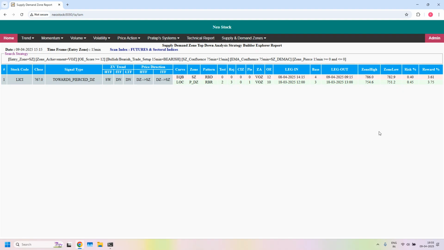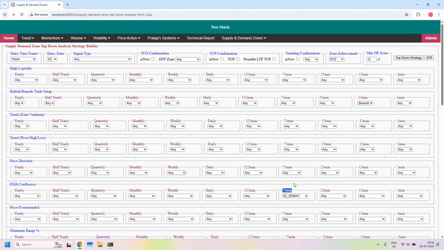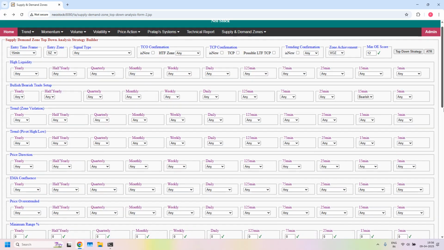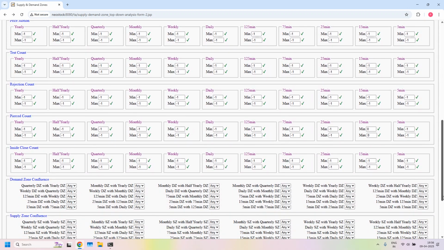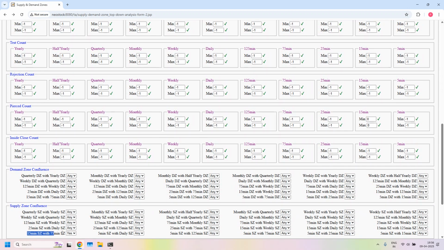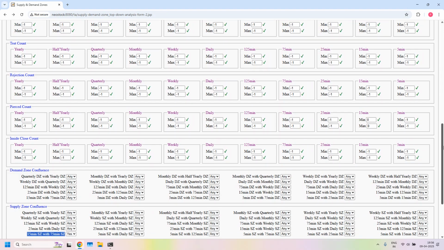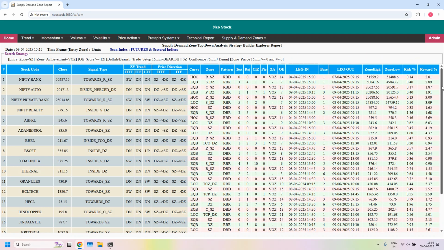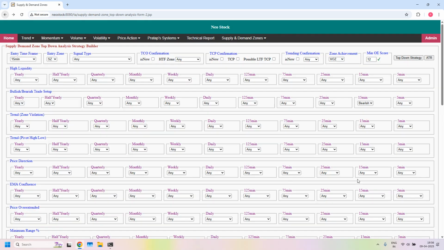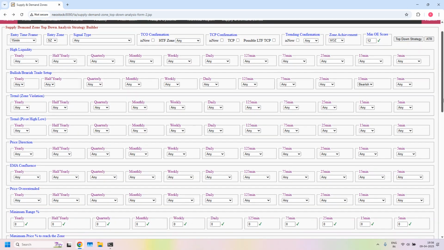Next, we will look into LTF, ITF and HTF supply zone confluence supported stocks. Earlier, without this filter, we had LTF and ITF supply zone confluence, right? We set this 15 minutes and 75 minutes. With this filter, we got 20 stocks. Out of these 20, now we can further filter based on HTF supply zone confluence.